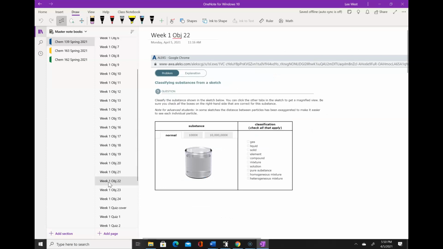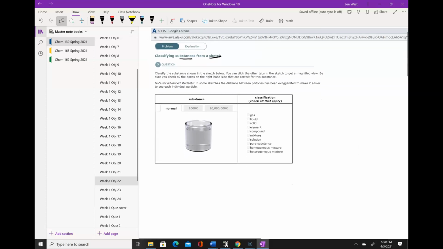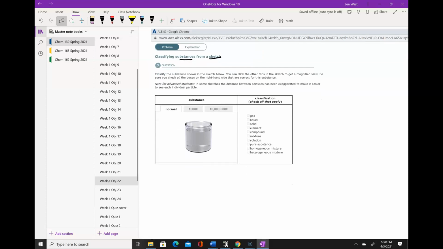All right, we're getting near the end. We've only got three left. So it says classifying substances from a sketch. Okay, we need to look at this closely. It says classify the substance shown in the sketch below. You can click the other tabs in the sketch to get a magnified view. And we've got 1,000 times, and then we've got 10 million times. And then it says, be sure to check all the boxes on the right-hand side that are correct for this substance, which is really telling you that there could be more than one.